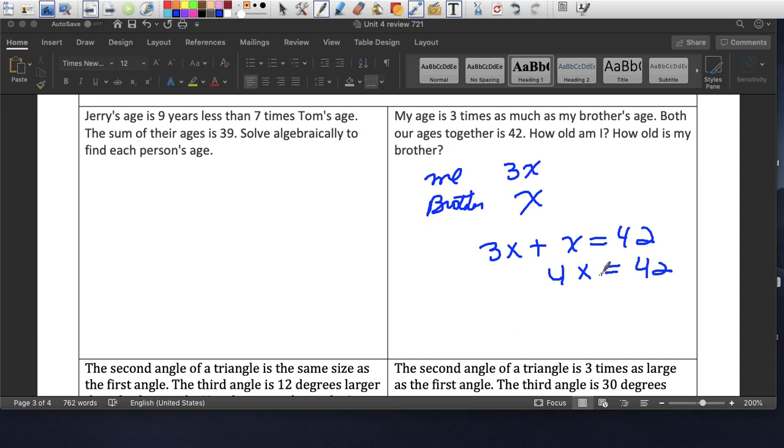What's wrong here? 3 times as much as my brother's age. Both our ages together is 42. So my brother, well, it's not working here because I get 4, right? Am I doing something wrong again? 42 divided by 4, it's not going to be a nice number.